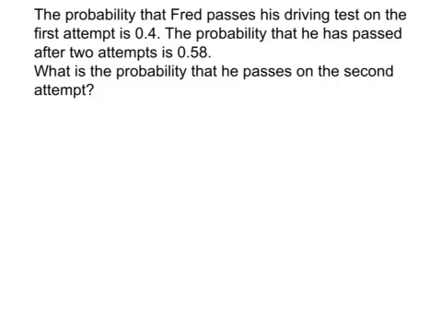So let's draw a little tree diagram to see what happens. So this is the first go. The first go, he can either pass or he can fail. So we'll put P for pass, F for fail, and we know the probability that he passes is 0.4. So the probability that he fails has to be 0.6.